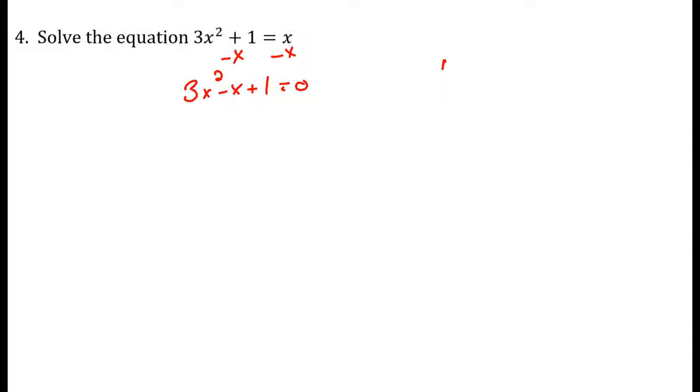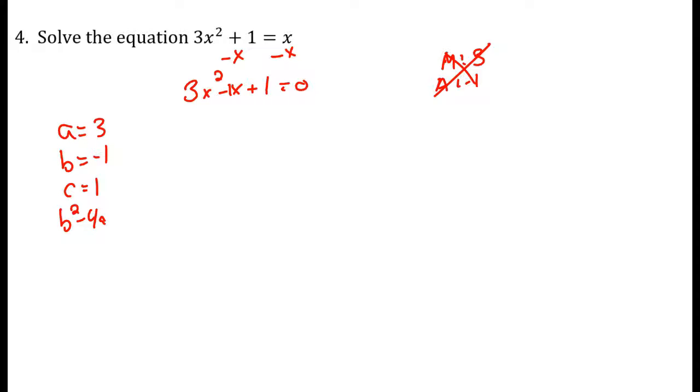Can I factor it? What multiplies to 3 times 1 that adds to negative 1? Nothing. So it can't be factored. Let's use the quad formula. A is 3. B is, well, negative 1 is in front of x, and C is positive 1. The signs come along when you pick out these coefficients.